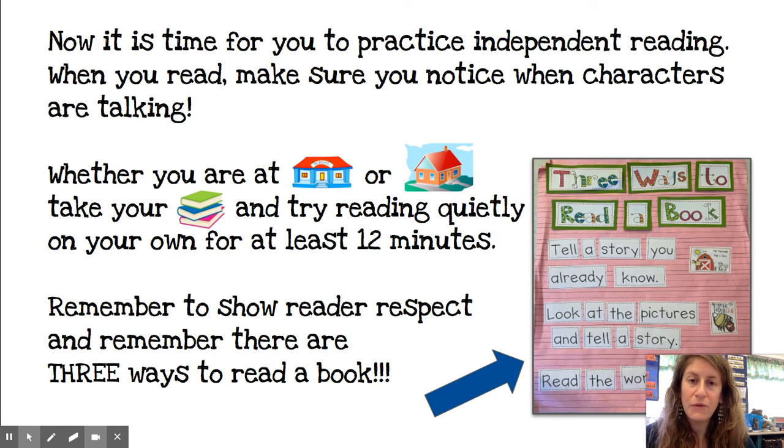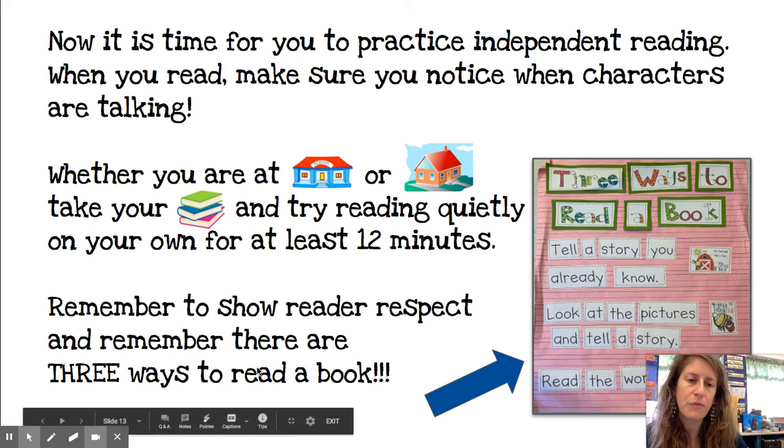So now it is time for you to practice independent reading, and when you read, make sure you notice when characters are talking. Let's just pretend that that says, when you read, make sure you notice a character's internal traits and external traits. What they are like on the outside and what they are like on the inside. And then remember to show reader respect.